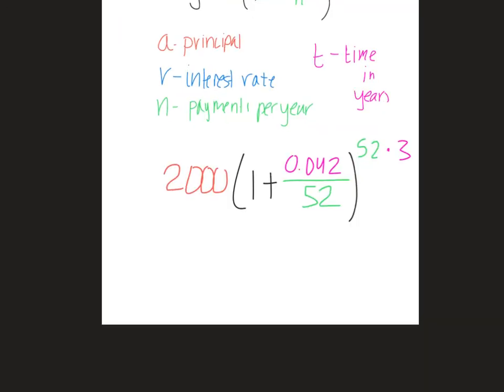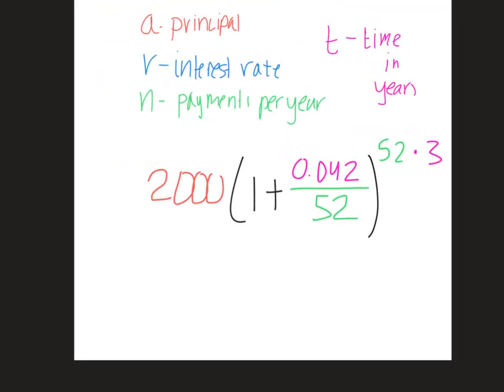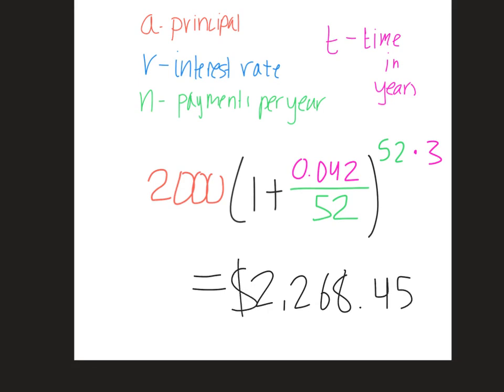Okay, and then once you have that, guys, it's as simple as plugging it into your calculator, and there's no shame in doing that, right? So when you do get that answer, your answer is going to be equals 2,268.45. So the amount of money you'll have in your bank account after 3 years is $2,268.45. So really, you've increased your principal by $268.45 over 3 years, right?